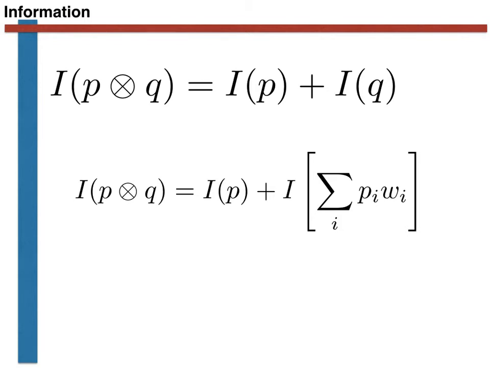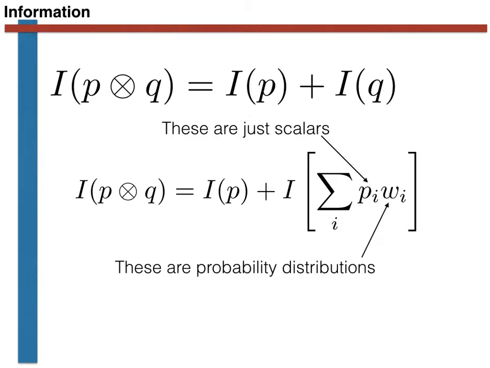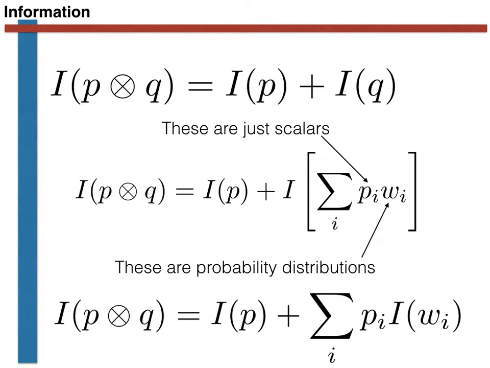Now notice that the Pi in this summation are just scalars. The Wi, meanwhile, are probability distributions. This realization allows us to rewrite the information as follows. In doing this, notice that all we have done here is once again exploit the fact that the information is additive.